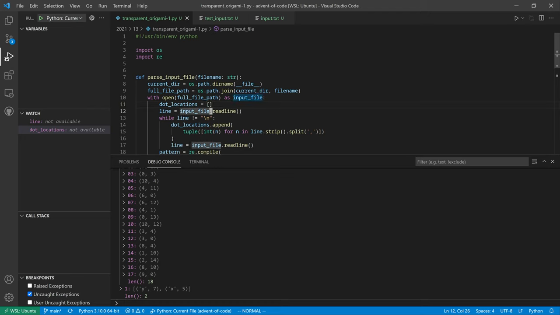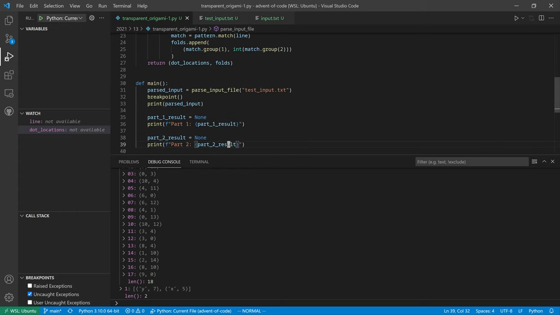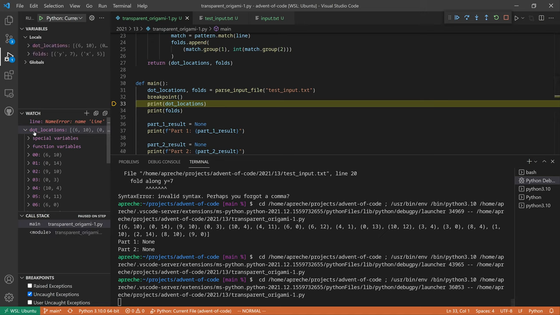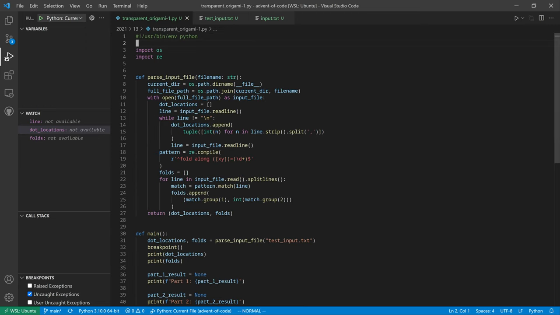this return here, like that, and we got to go down to the parsed input, actually, and we want to say that dot locations, folds, like that. Dot locations, good. Folds, good. All right, we have parsed the input successfully. All right. Now let's make a class for our paper.